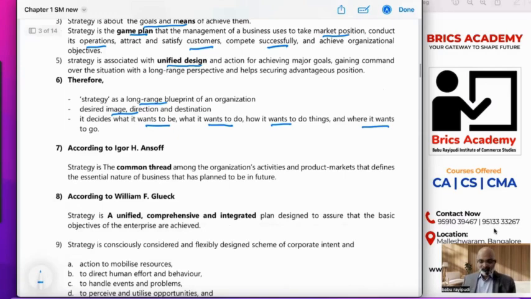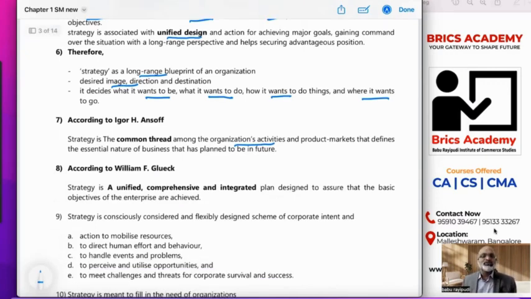All right. So there are some definitions here. Hands-off gave a definition: strategy is a common thread among the organization activities, which means all activities have to be covered. That means he says products, markets, everything should be covered. Next one, William Glueck said it's a unified, comprehensive, integrated plan. Unified, comprehensive in the sense it's a plan that covers all activities.